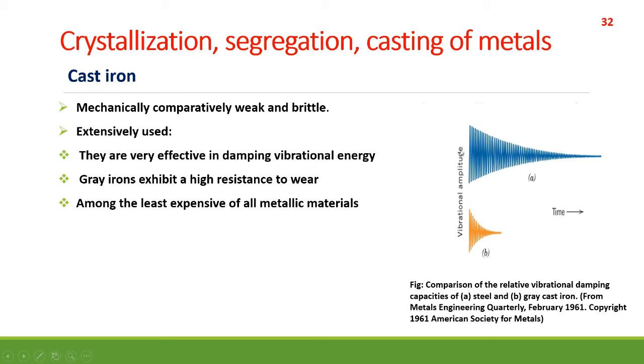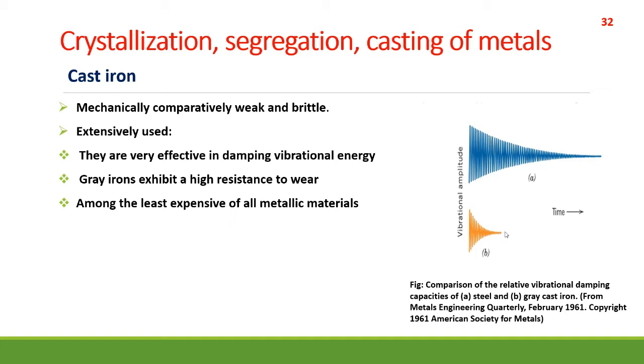Here in this diagram, you see for A, it's a steel which has a very large vibrational amplitude. But when this steel is replaced by cast irons, this orange amplitude version, you see that the vibrational amplitude decreases, and it's very advantageous for a lot of equipment to have a very low vibrational amplitude. So the base structures of machines and heavy equipment that are exposed to vibrations are frequently constructed of this material.